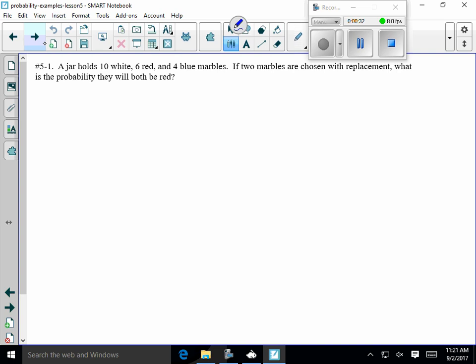Okay, so from here, I think the main thing is we're talking about with replacement, which means we're going to draw a marble, record its color, put that marble back, replace it, and then randomize the marbles and draw a second one out. So for the first draw, we would have 10 white, 6 red, and 4 blue marbles, which is a total of 20 marbles, right?